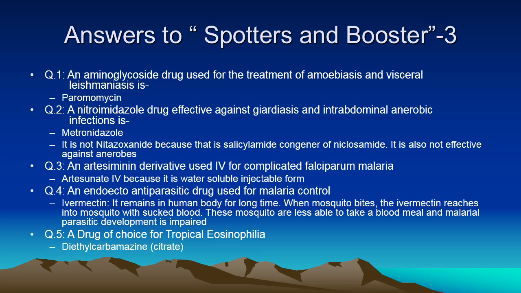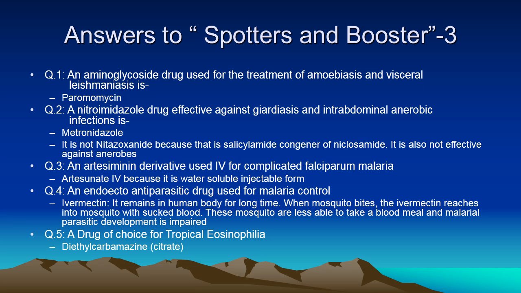Question 4 is an endo-ectoparasiticide used for malaria control. Ivermectin is an interesting drug. It remains in the human body when taken by an infected person, and when a fresh mosquito bites, the ivermectin reaches the mosquito body through the sucked blood. These mosquitoes are less able to take a blood meal, and malaria parasite development is impaired in the presence of ivermectin in the mosquitoes. So it is a very unique mechanism of action to control malaria.